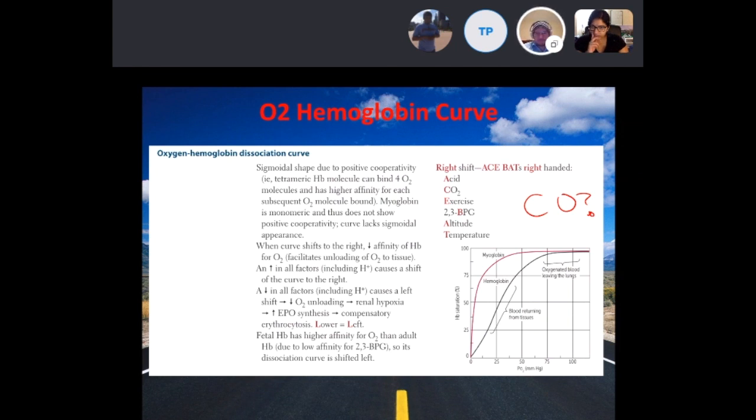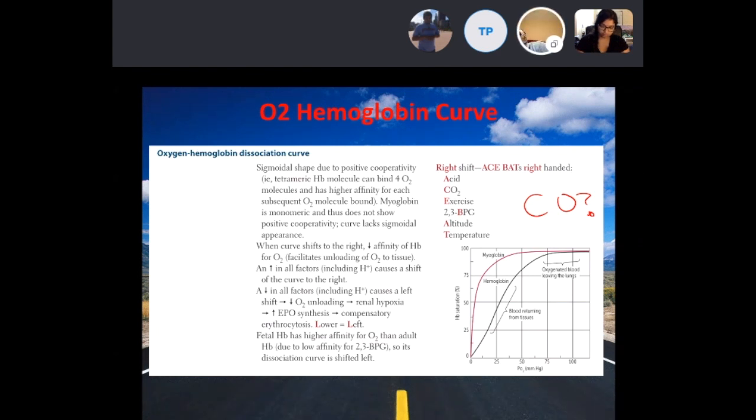Take the place of oxygen? We're going to increase or decrease the affinity? Will it increase the affinity? Because doesn't it bind more quickly than oxygen to hemoglobin? Right, so it has a greater affinity to the binding sites, but what does it do to oxygen's hemoglobin? Decreases its affinity?